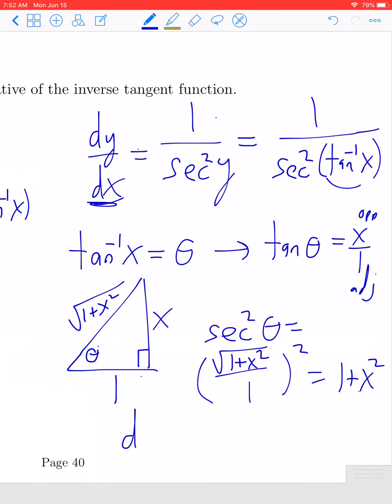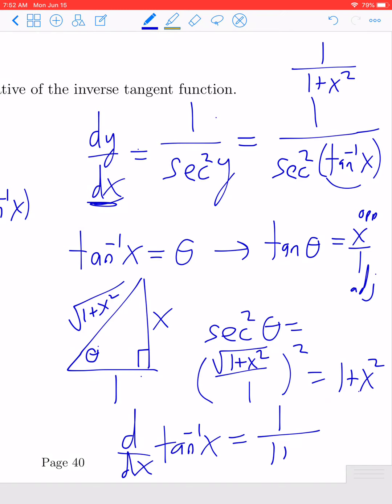So all together, there we have it. This will simply go into that denominator, and we're going to get 1 divided by 1 plus x squared. So the derivative with respect to x of the tangent inverse of x is equal to 1 divided by 1 plus x squared.